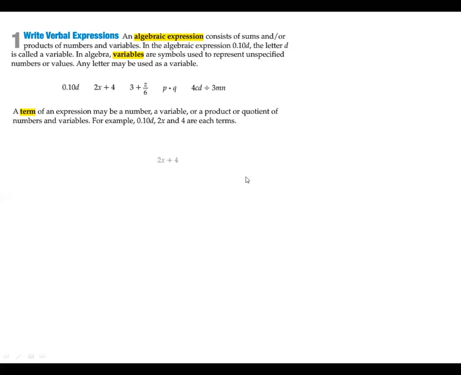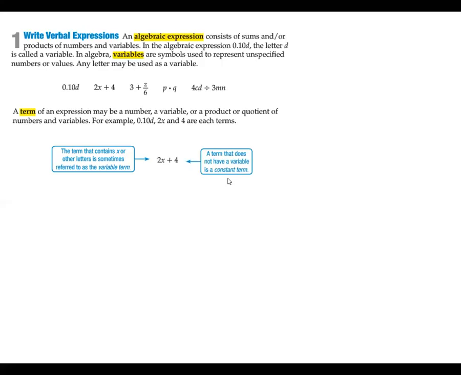Okay, so 2x plus 4, let's take a peek at this. The term that contains the x or other letters is sometimes referred to as the variable term because it has a variable in it, and the term that does not have a variable is called a constant term. Constants are kind of the opposite of variables. If you think of the word variable, it means something that could change. Well, 2x would change depending on whatever value x represented. But 4 is going to remain constant because 4 is 4 no matter what. If you have 4 pencils, you have 4 pencils. Not going to change unless you take pencils away or add more to it.